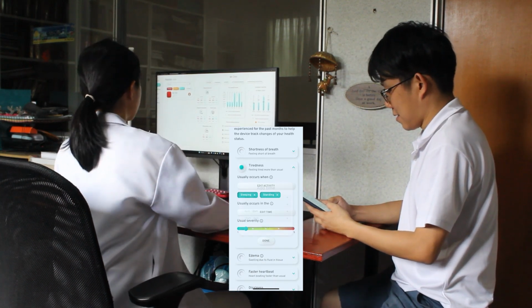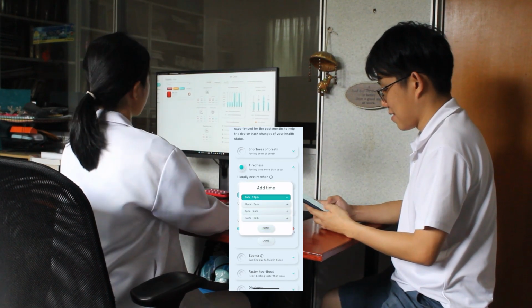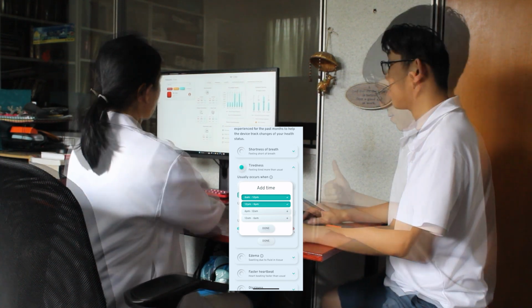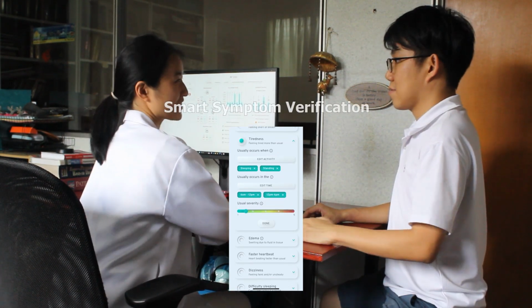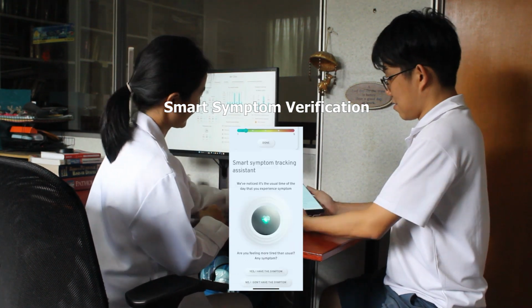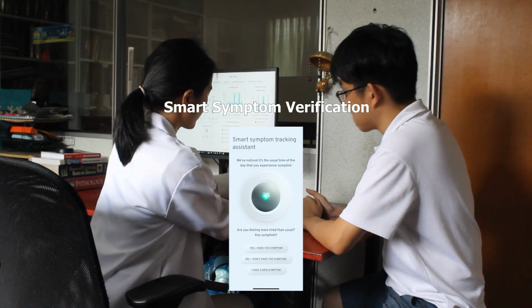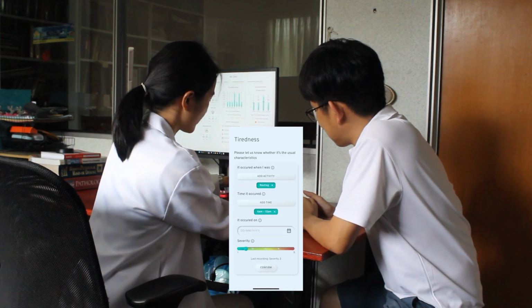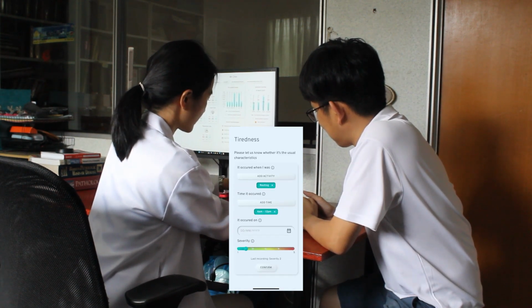Patients only need to remember the usual time and activity that they experience their baseline symptoms during the setup and may select multiple baseline symptoms for monitoring. Now, with this feature, the Smart Symptom Verification will prompt patients according to the time set and ask if they are experiencing the baseline symptom.